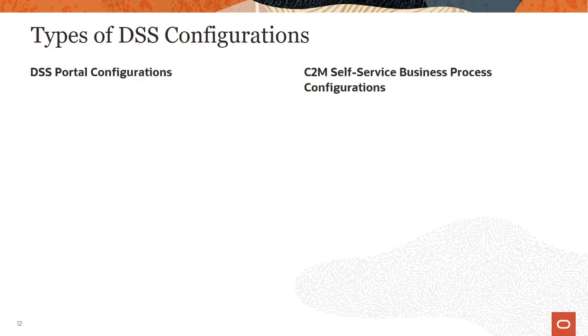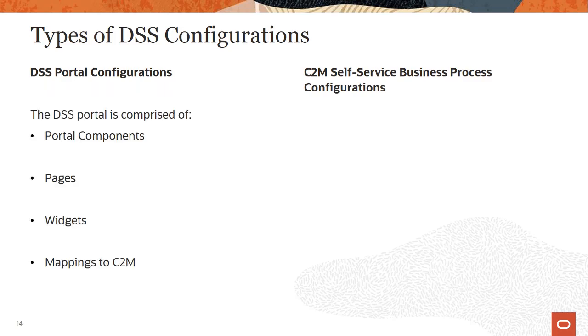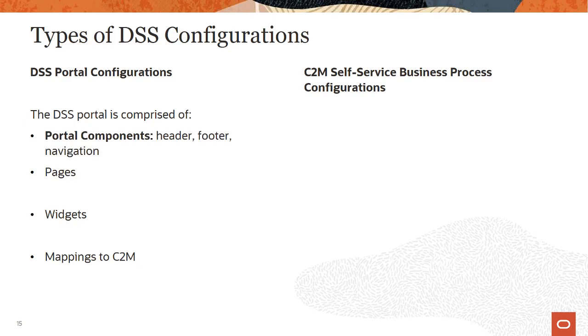There are two main types of configurations that we'll discuss today: DSS portal configurations and customer to meter self-service business process configurations. Let's start with DSS portal configurations. The DSS portal is comprised of portal components, pages, widgets, and select mappings to values in the customer to meter system. Examples of portal components include headers, footers, and navigation. Examples of pages include the overview page.